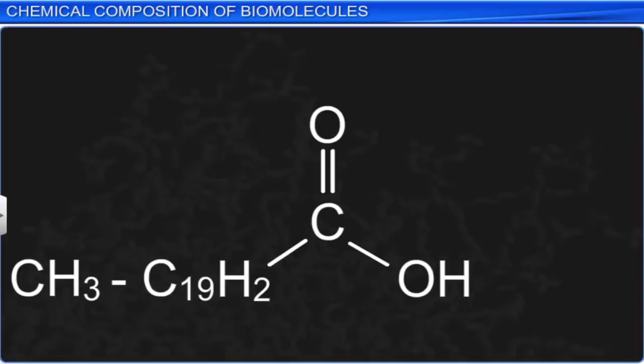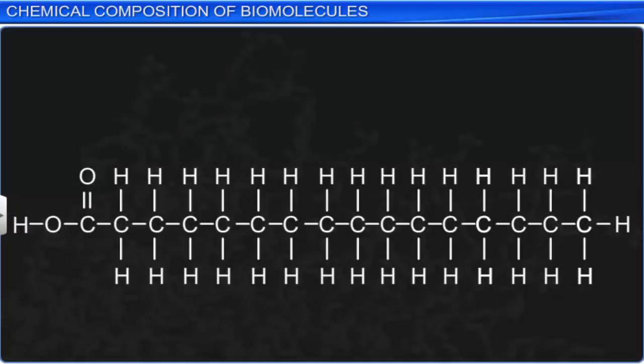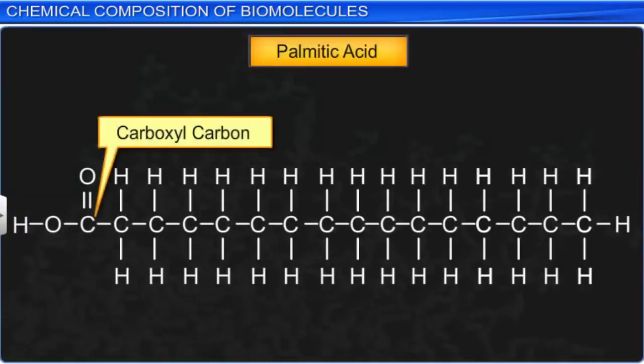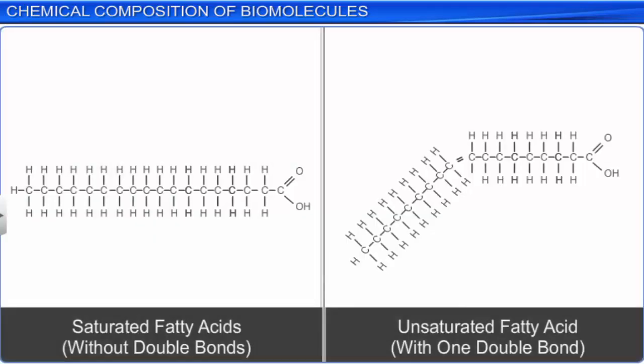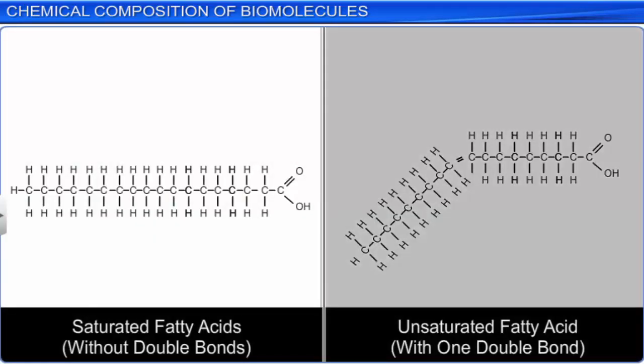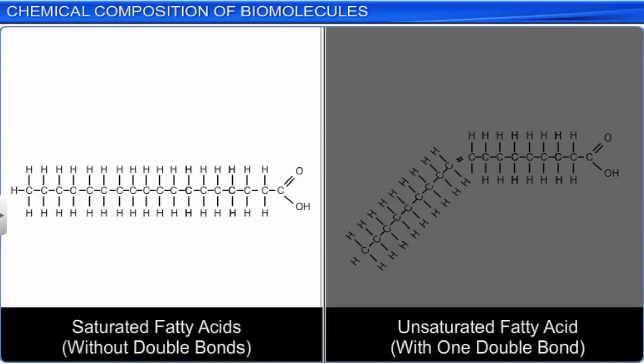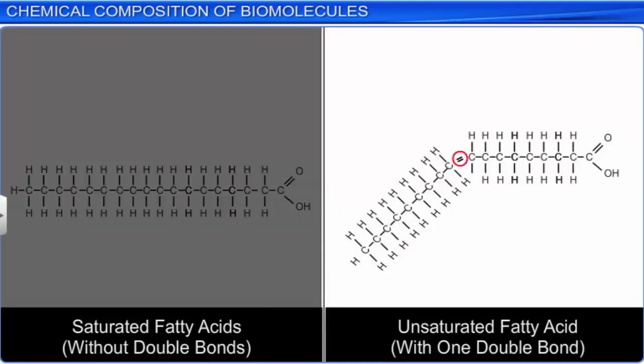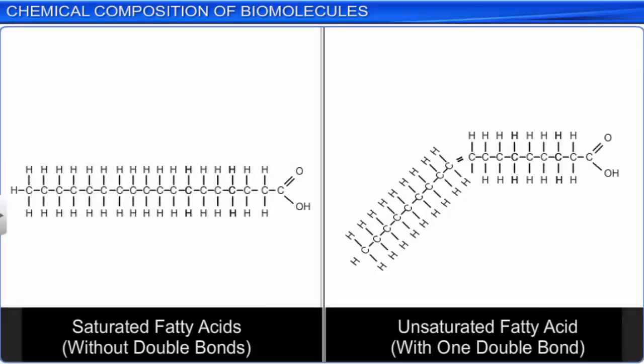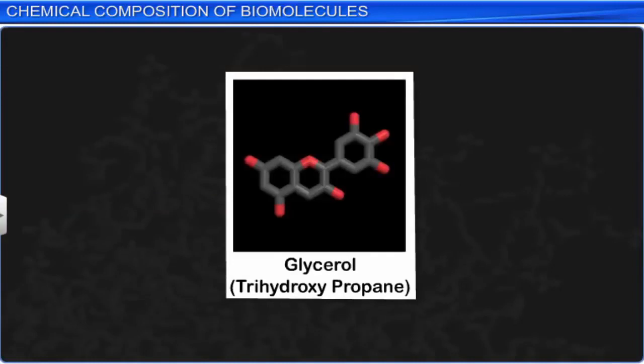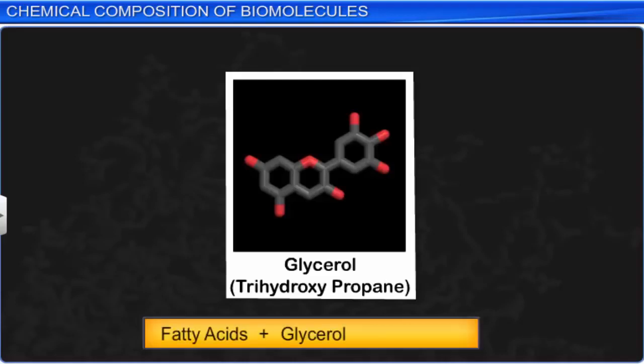For example, palmitic acid has 16 carbons, including a carboxyl carbon. Fatty acids can be saturated, or without a double bond. They can be unsaturated, or with one or more C=C double bonds. Glycerol, or trihydroxypropane, is a simple lipid. When fatty acids combine with glycerol, they form esters, also known as glycerides.